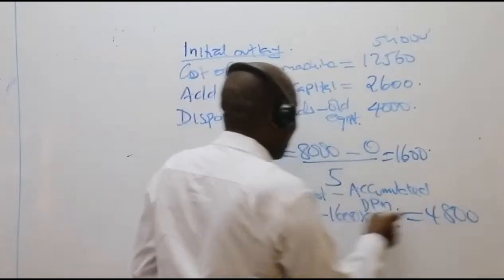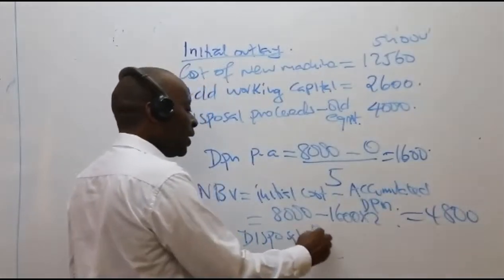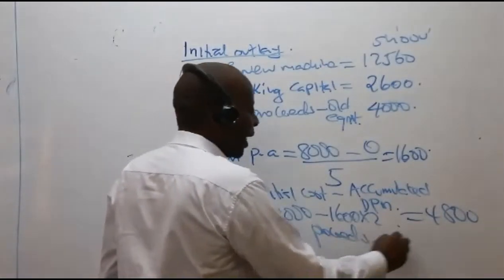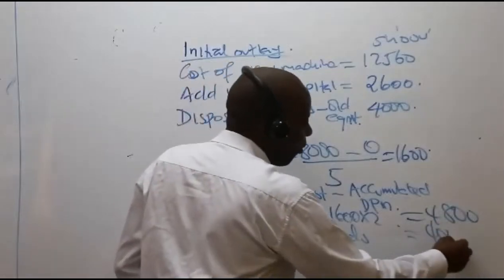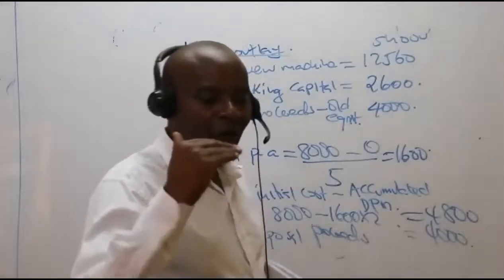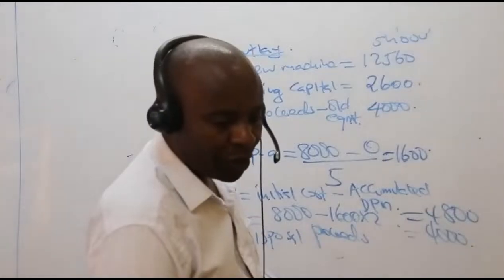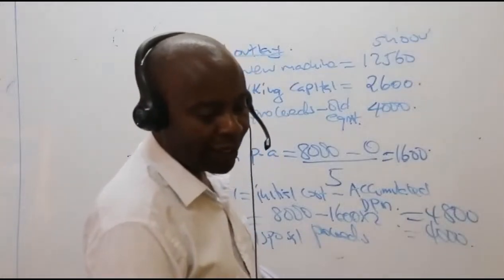So net book value will be 4,800. But now remember that this person wants to buy this machine. The person wants to buy this machine at what disposal proceeds? Something lower than what our machine is worth value-wise. So I can see a loss there.